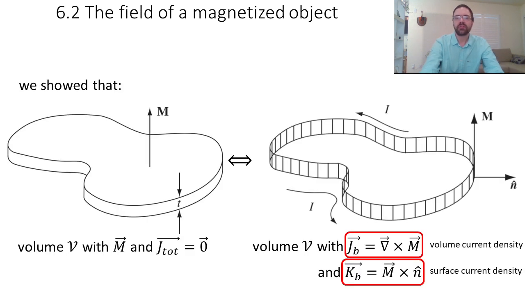So let's summarize. We showed that if you have a volume with a certain magnetization and no electrical current running through it, it can be viewed as having bound currents on the inside, and the volume bound current density J sub B is equal to the curl of M. And you have bound currents on a surface that have a surface bound current density K sub B, which is equal to M cross n hat.